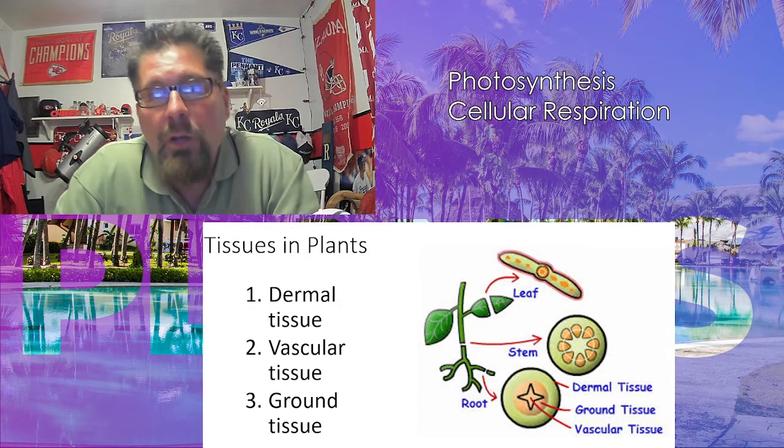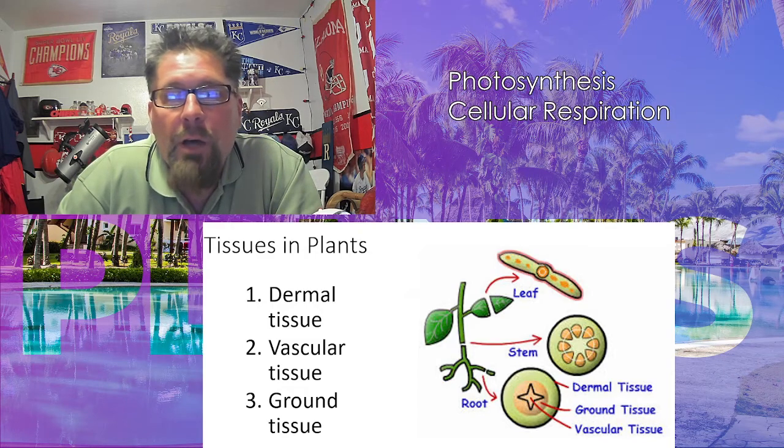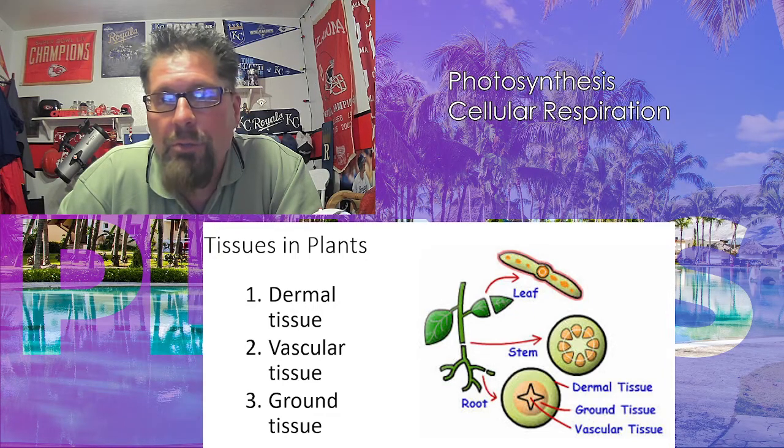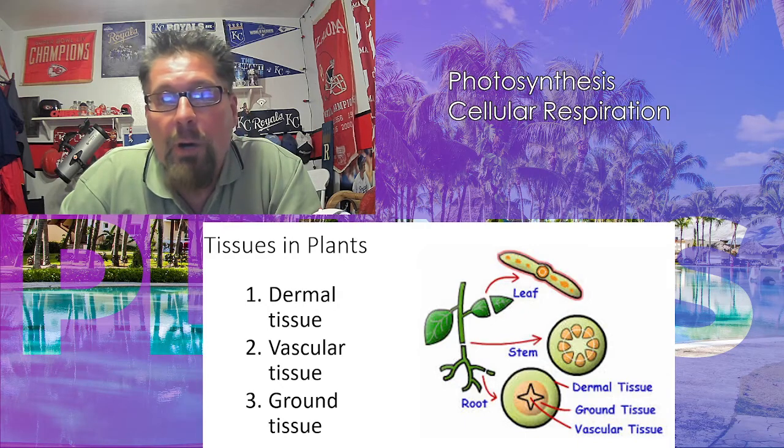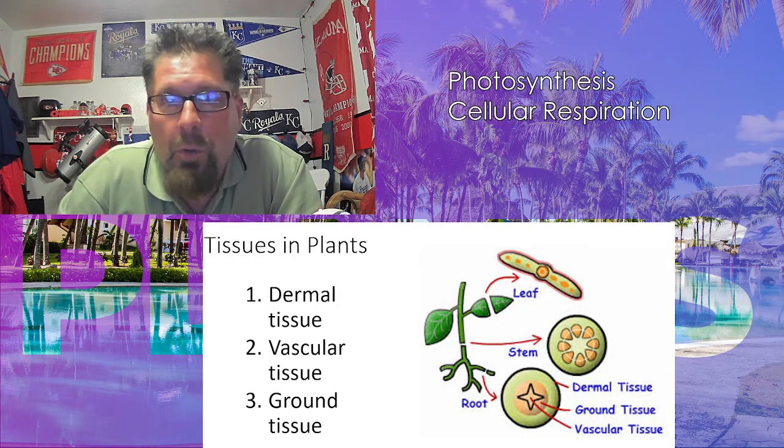Ground tissue, the best body example for ground tissue is, think about your arm or your leg, whichever one you want to. The skin of your arm or leg would be the dermal tissue. The bone inside, because that's where the vascular tissue is located, it's in the center, and the ground tissue would be the muscle underneath the skin and around the bone. The ground tissue makes up a majority of the area.